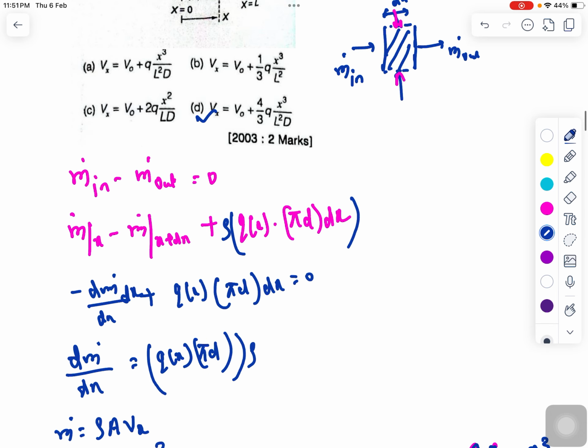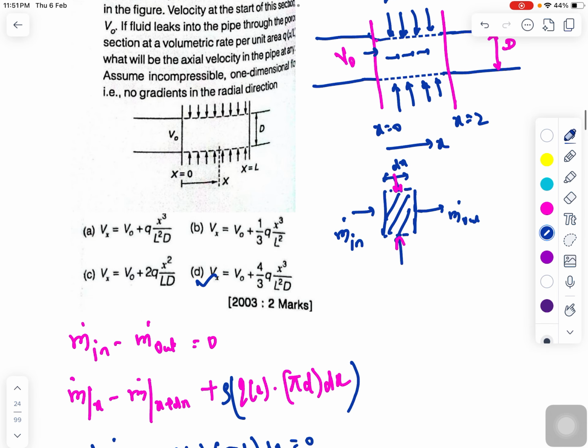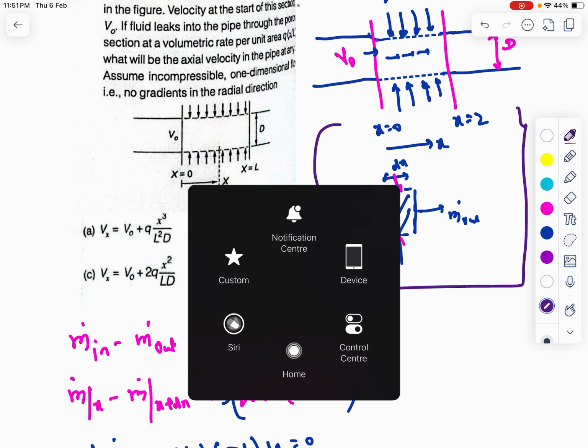But this is a very fundamental question. This is how you have to understand these things. If you have understood them, then definitely this is going to be a very easy question for you.